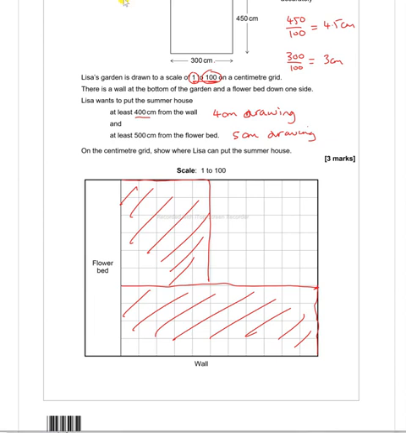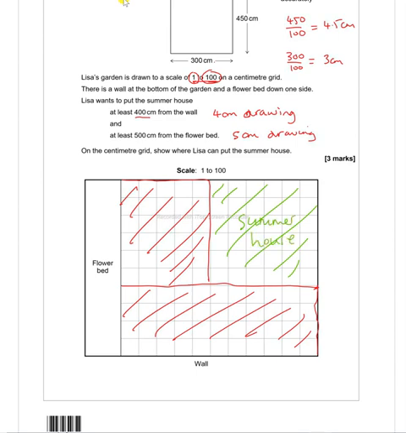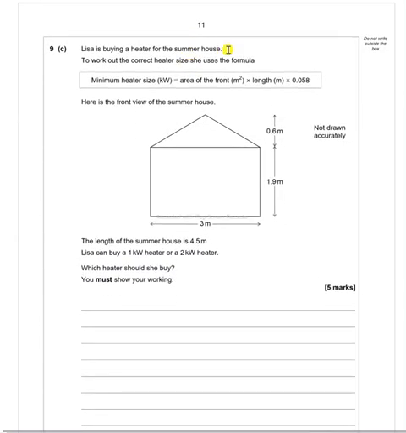So this is the only area for the summer house, and all we did was divide that by 100 to get 4 centimeters, and divide that by 100 to get 5 centimeters. That's all it was. Scale drawings, it looks like as if they're quite keen on that. So Lisa is buying a heater for the summer house. The minimum heater size in kilowatts is the area of the front times the length.